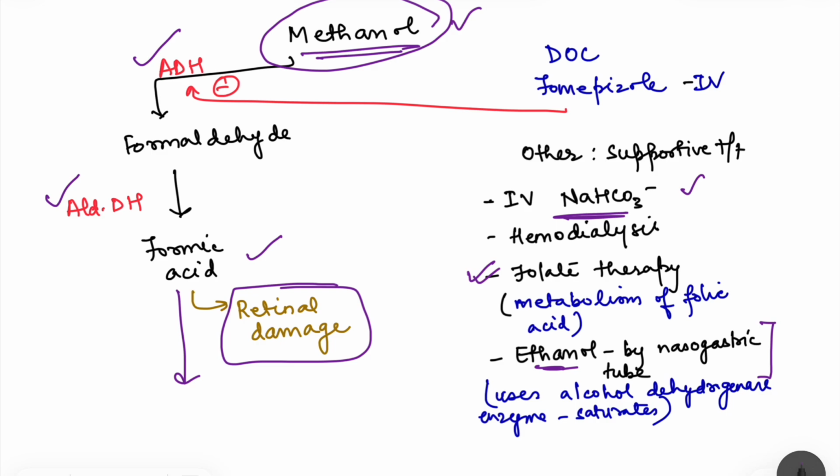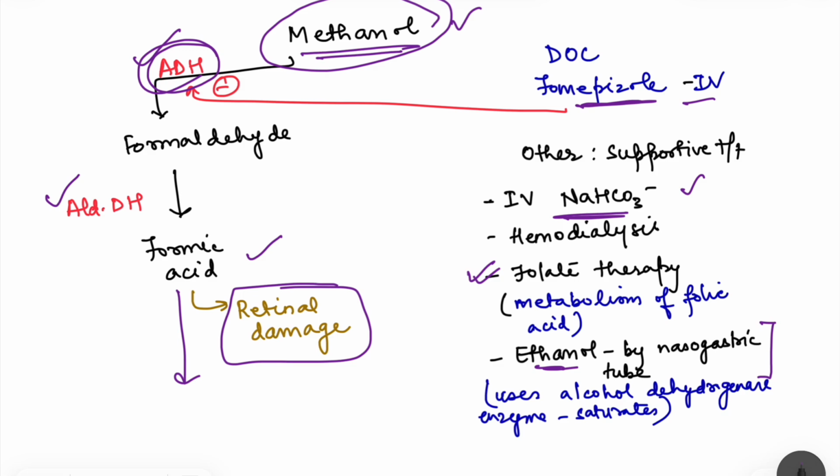But it is not the ideal treatment, because we cannot decide whatever is the dose of the alcohol which needs to be given for maintaining a particular concentration of alcohol in blood, so that these enzymes are saturated. So not the ideal treatment. Instead, the drug of choice for this is fomepizole, which is given IV, and this drug blocks the enzyme alcohol dehydrogenase. So by blocking it, it prevents the conversion of methanol to formaldehyde and to formic acid.